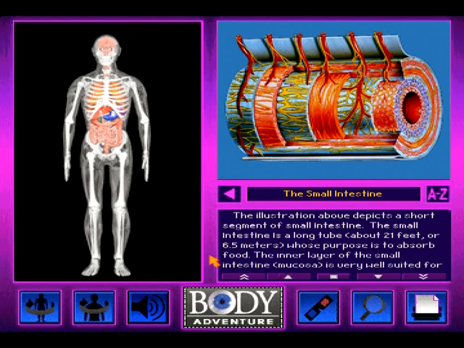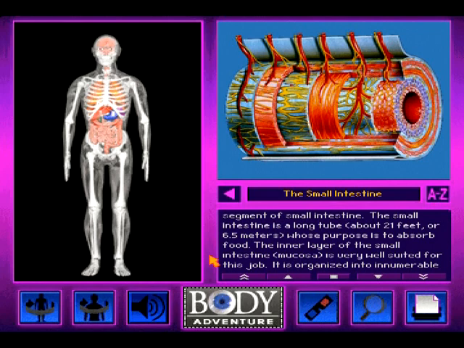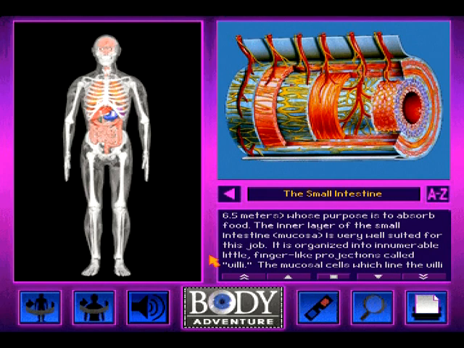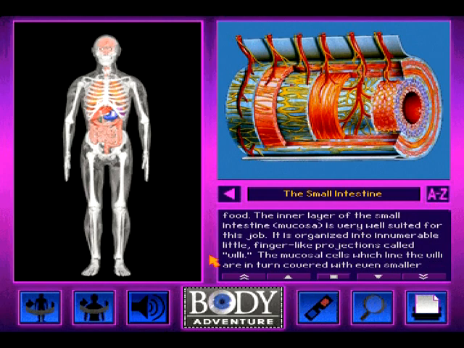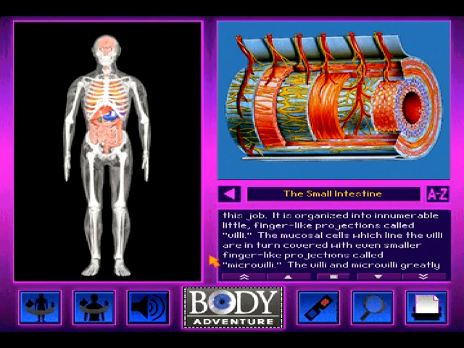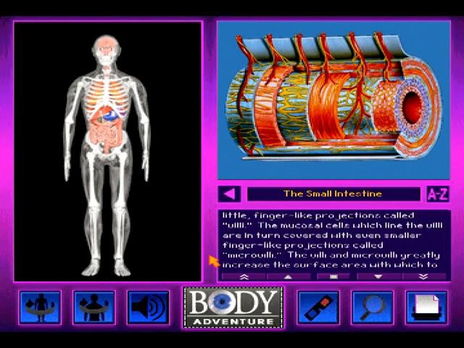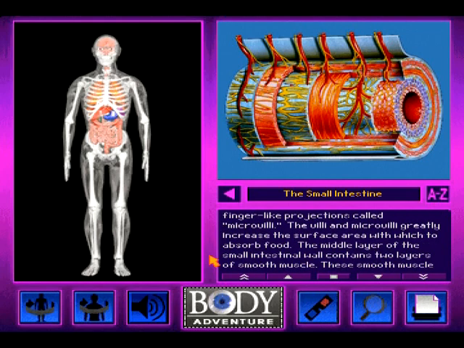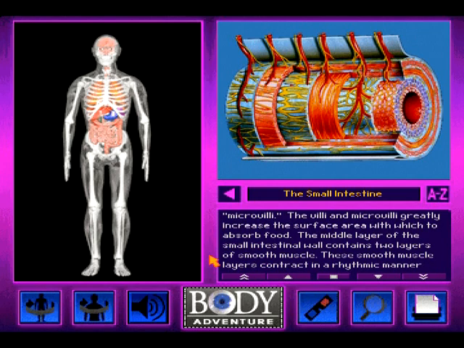The small intestine. The illustration above depicts a short segment of small intestine. The small intestine is a long tube, about 21 feet or 6.5 meters, whose purpose is to absorb food. The inner layer of the small intestine, mucosa, is very well suited for this job. It is organized into innumerable little finger-like projections called villi. The mucosal cells which line the villi are in turn covered with even smaller finger-like projections called microvilli. The villi and microvilli greatly increase the surface area with which to absorb food.